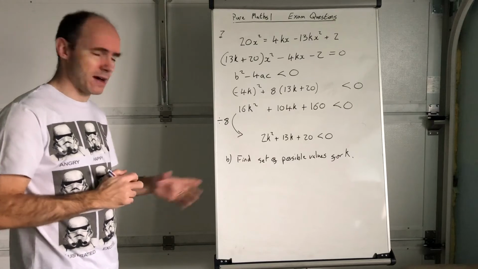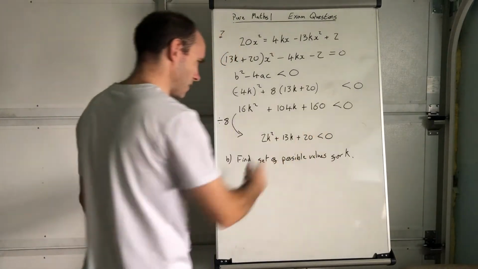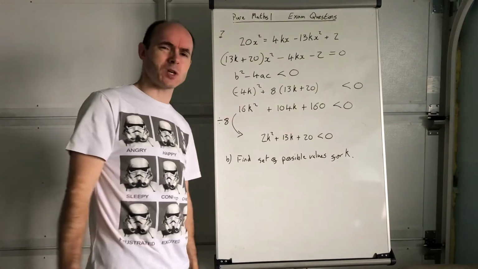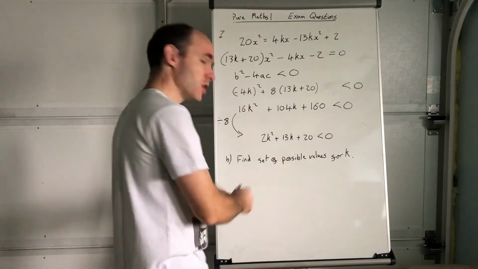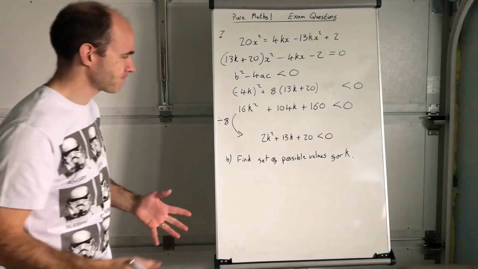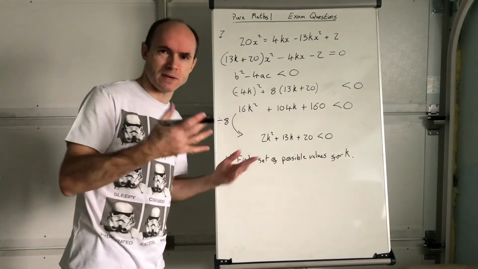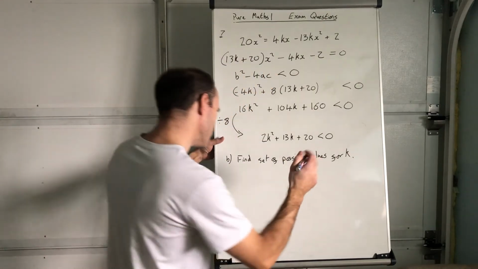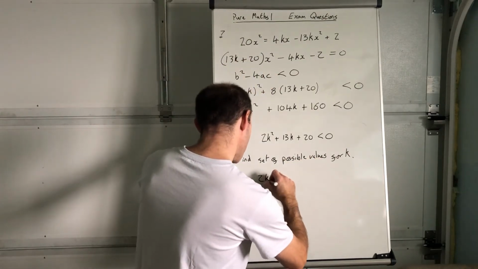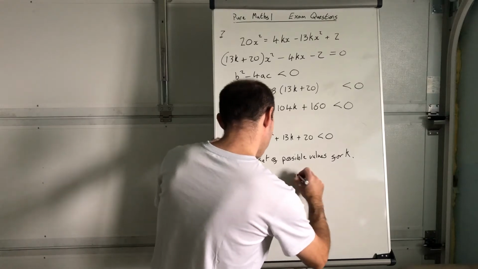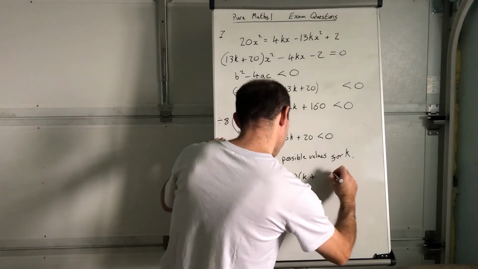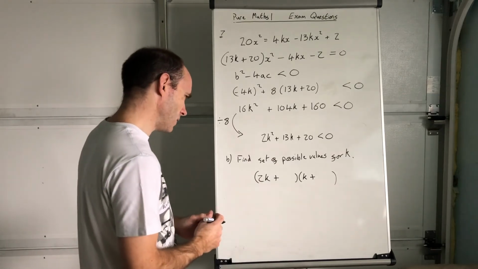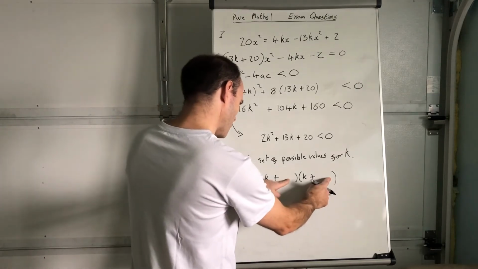Find the set of possible values for k. So this is solving the inequality bit. Usually these factorise. How many times do I say that? I've probably said it so many times. Well, they do. I just want to make the point, because factorising is cool. Everyone likes factorising. So let's see how this is going to work. So 2k plus something, and then k plus something else. I'm thinking 5 and 4. Yeah, you thinking 5 and 4? Which way around? 5, 4? No.